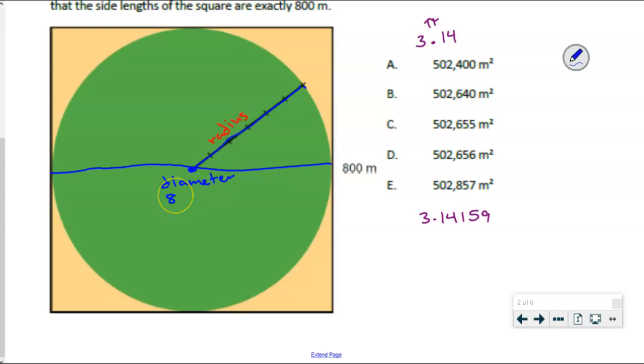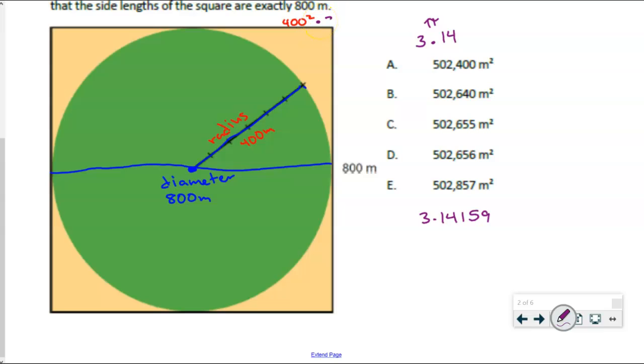All right, as we've already established, the diameter is 800 meters. What does that make the radius? Again, we take that diameter, divide it by 2, and we get, Carter? 400 is our radius. So I'm going to take that radius and square it. 400 squared, and then we're going to multiply by different versions of pi.